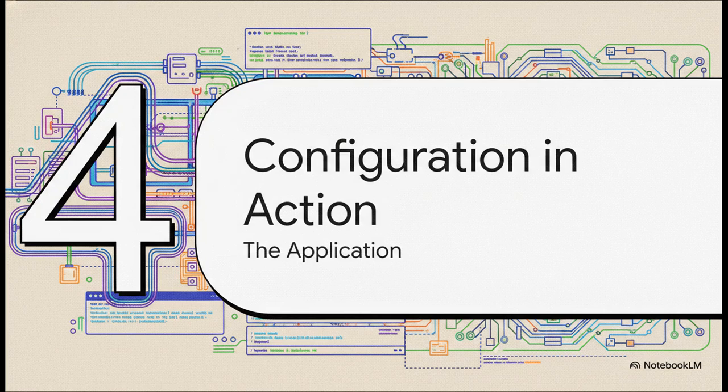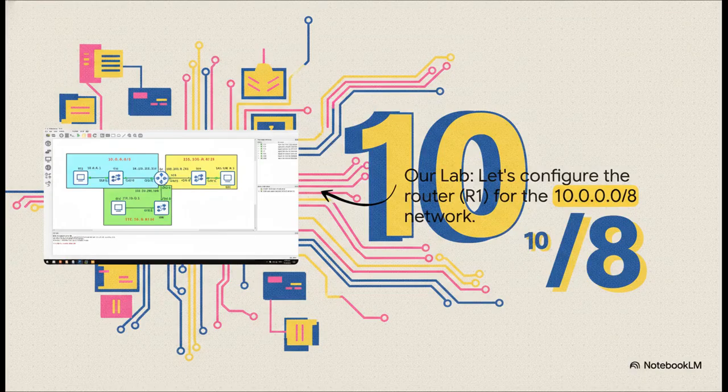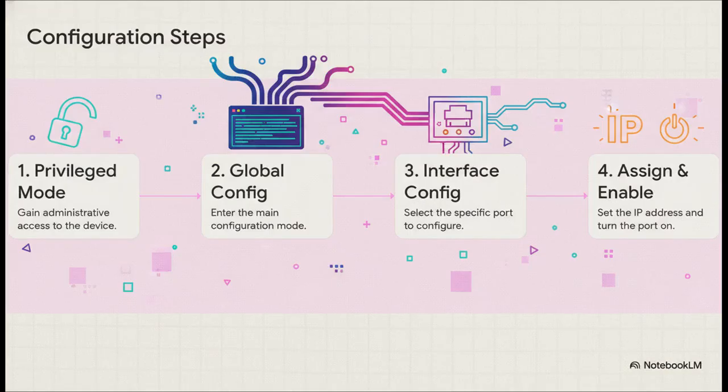We're going to take everything we've just learned and put it to work by configuring an IP address on a real network device, right from the terminal. So check this out. Here's our setup. We've got this router, we'll call it R1, and it's connected to a massive Class A network, 10.0.0.0/8. Our mission is to give that router an IP address on its interface, so it can actually start talking to everything else.